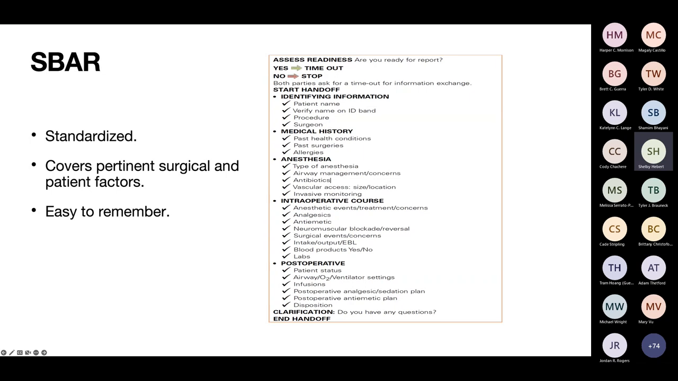Were there any issues with the airway? What antibiotics did they receive and when? What do they have for IV access? Is there any invasive monitoring in place? And these last two tend to be a little bit less important now since we have EMRs, and they can just look at the chart and see where they have access.